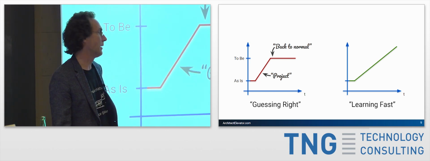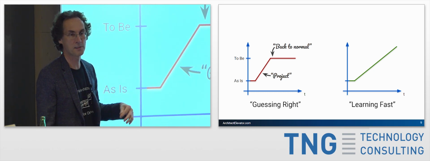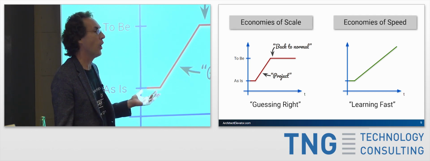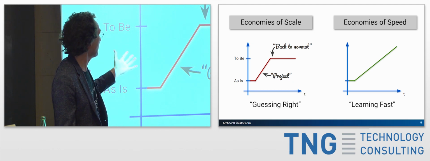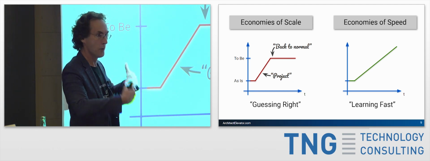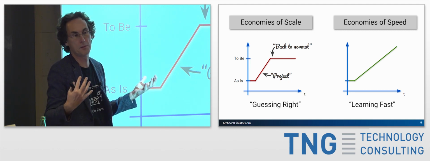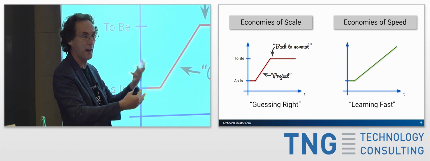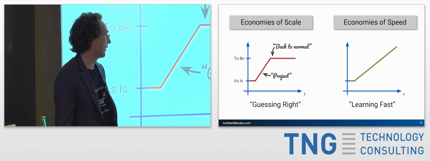On the right-hand side, it is not about being a good guesser. On the right-hand side, it's about being a fast learner. And again, those two things are basically exactly the opposite of each other. I call the left-hand side the economies of scale because when you run these projects, the bigger you are, the wider you can deploy the results. Generally, the more returns you get. On the right-hand side, it's economies of speed because if you need to learn fast, the faster you can move, the better off you are.